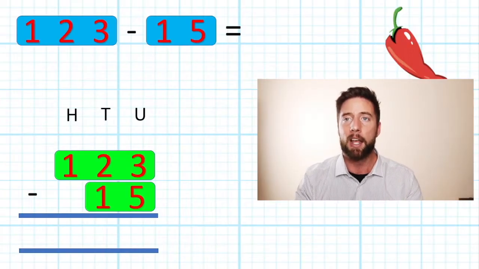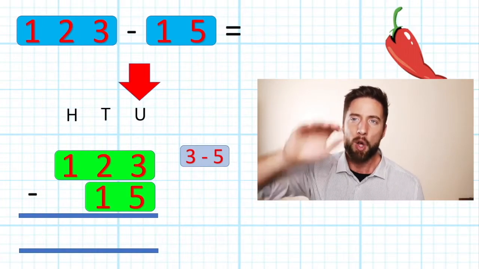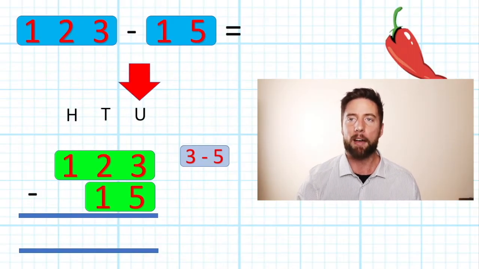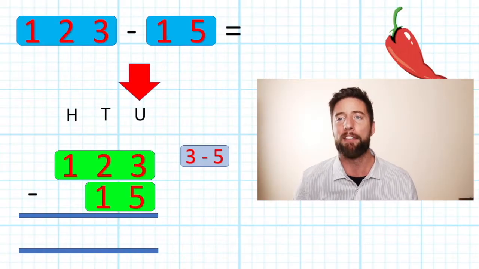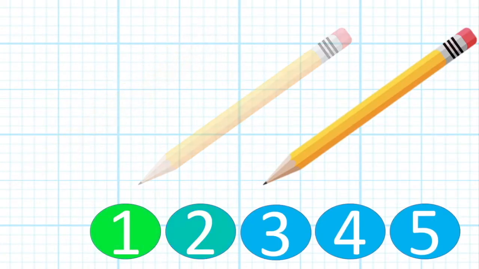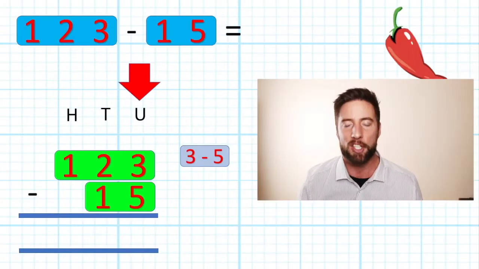Okay, now let's begin. I'm going to start at my smallest value, the units value. 3 subtract 5. Boom! Stop there. What does that mean? I've got 3. How am I possibly going to take away 5? Imagine you have 3 pencils in your hand. You can't take away 5. So what are you going to do? We need a method. We need a strategy.